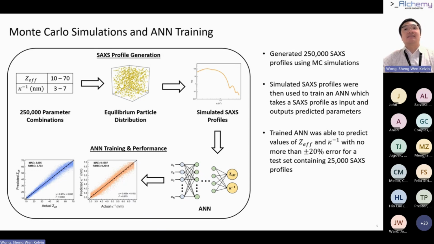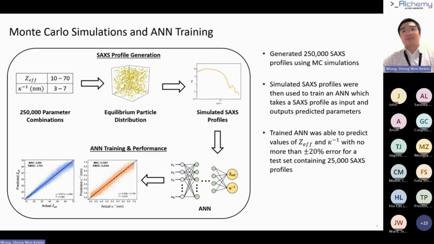So these simulated SAXS profiles were then used to train a neural network, which takes a SAXS profile as an input and predicts colloidal interaction parameters. We found that the neural network that we trained was able to predict values for both the parameters with less than 20% error on a test set containing 25,000 SAXS profiles.